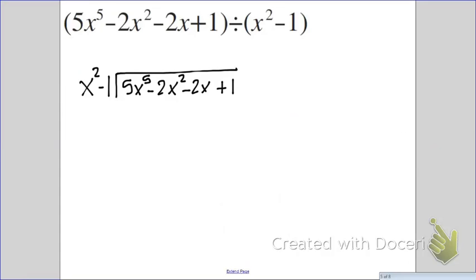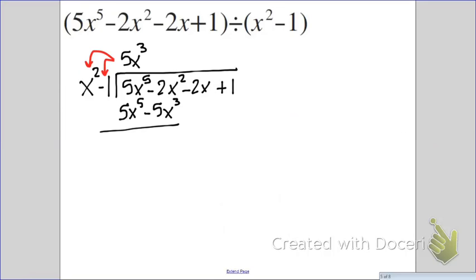Okay, now it's time to ask ourselves, how can we make x squared turn into a 5x to the 5th power? Well, we need the 5, and we have a square, and we need to get to a 5, so we need to give it 3 more. So that gives us our 5x to the 5th power, because we're multiplying here. But then don't forget to multiply also right here. So 5 times negative 1 is negative 5 with our x cubed.